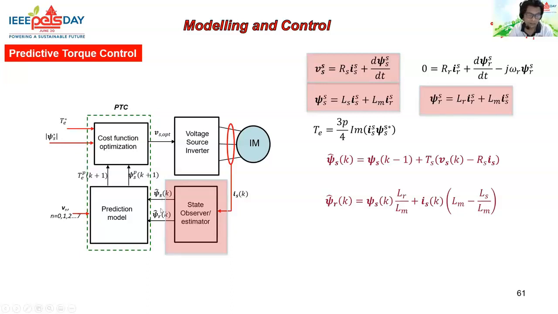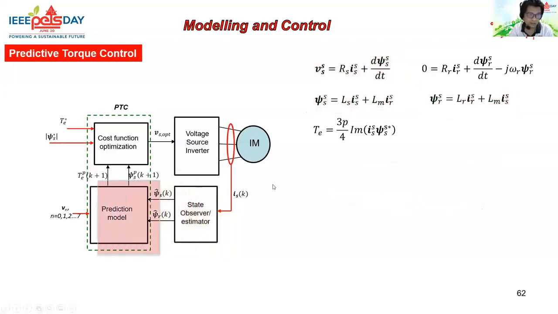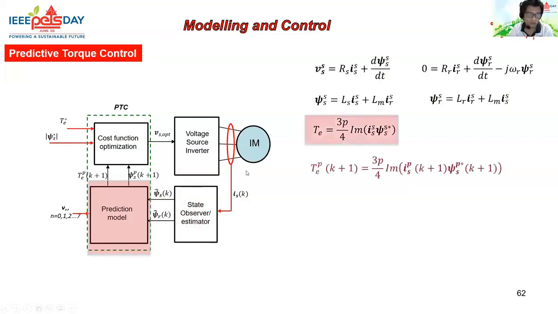This predicted stator flux and rotor flux are going to be used later to predict the torque and the stator flux, which is shown in the next steps. In order to predict the torque, you have to use the future, or predicted, value of the stator current, as well as the predicted value of the rotor flux.